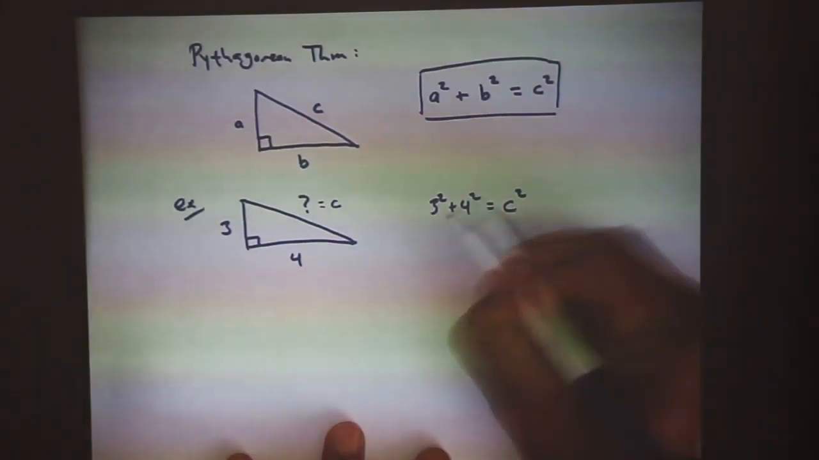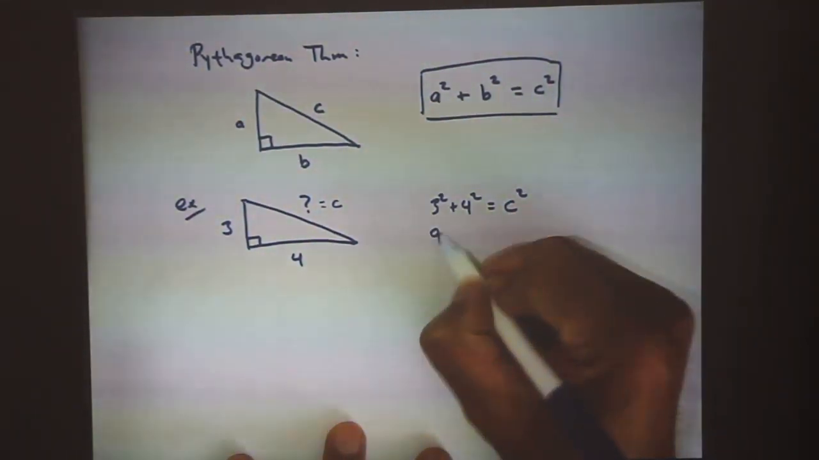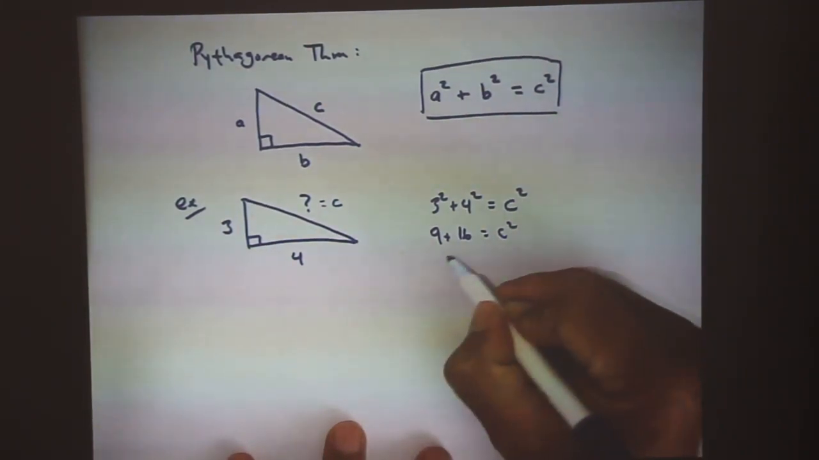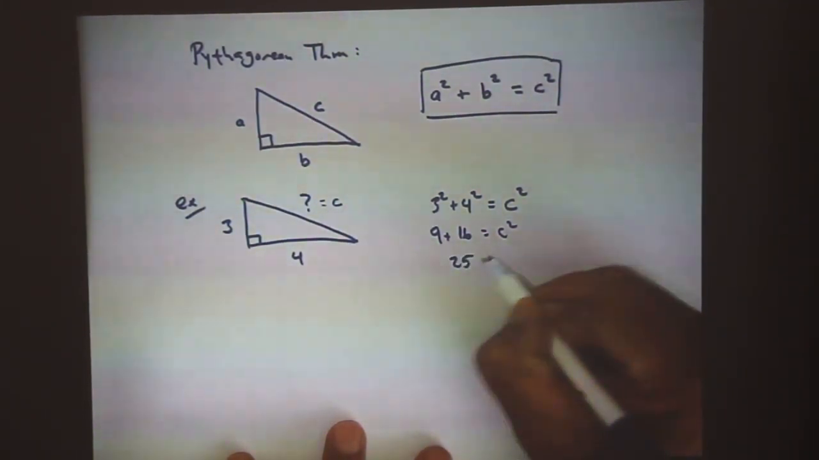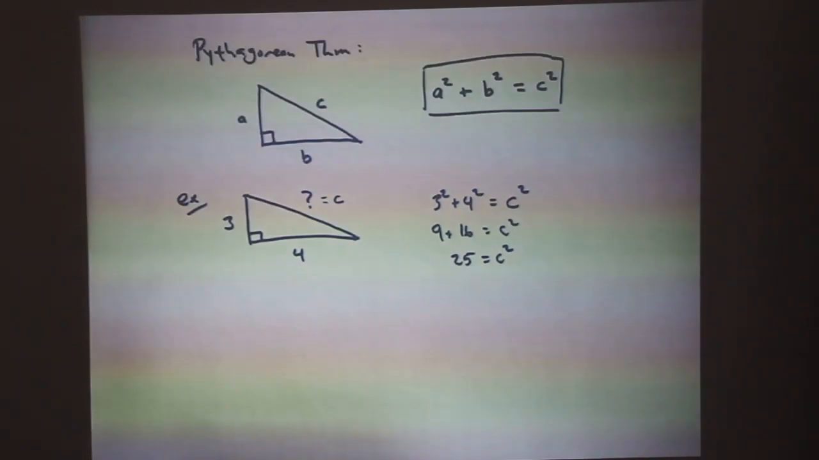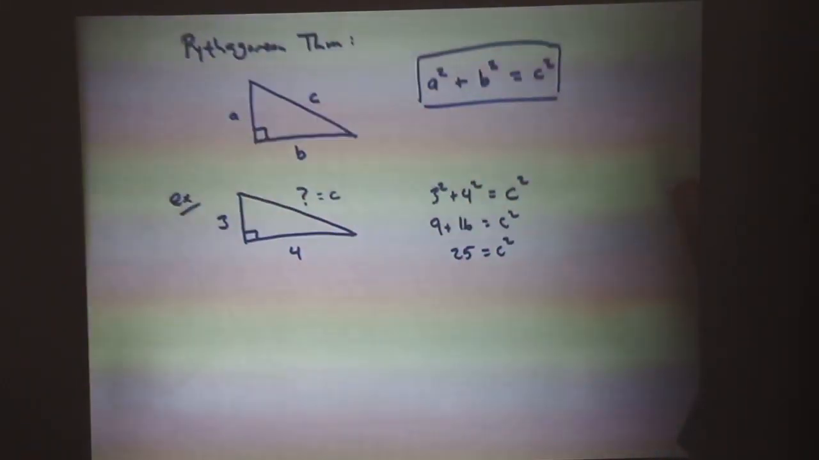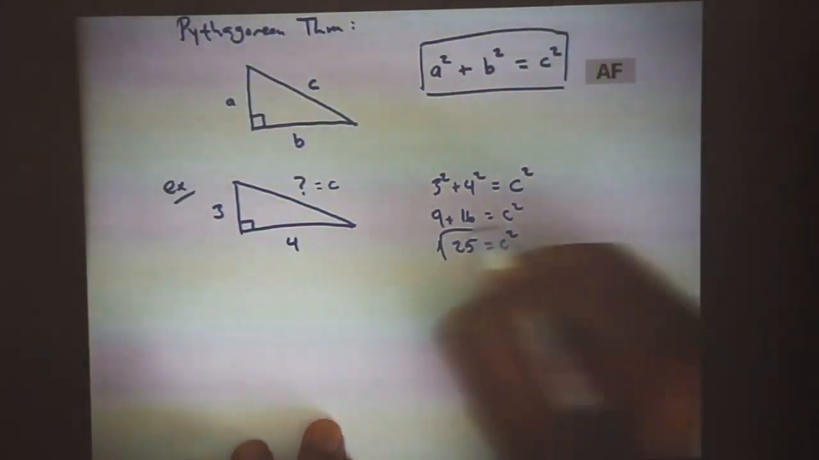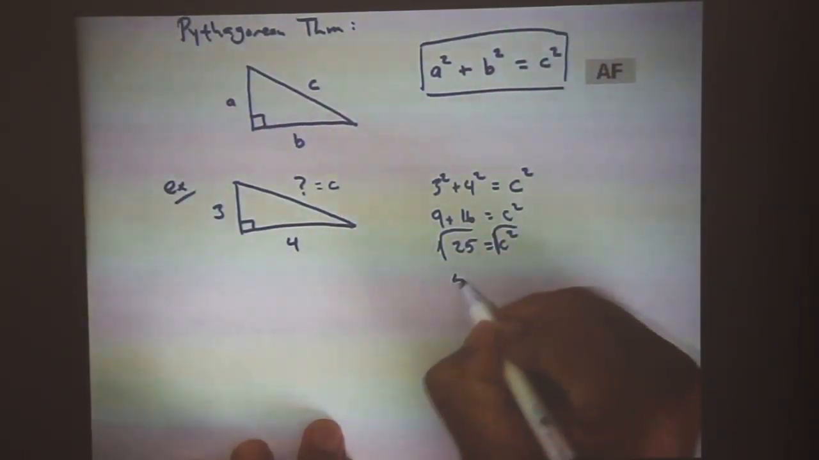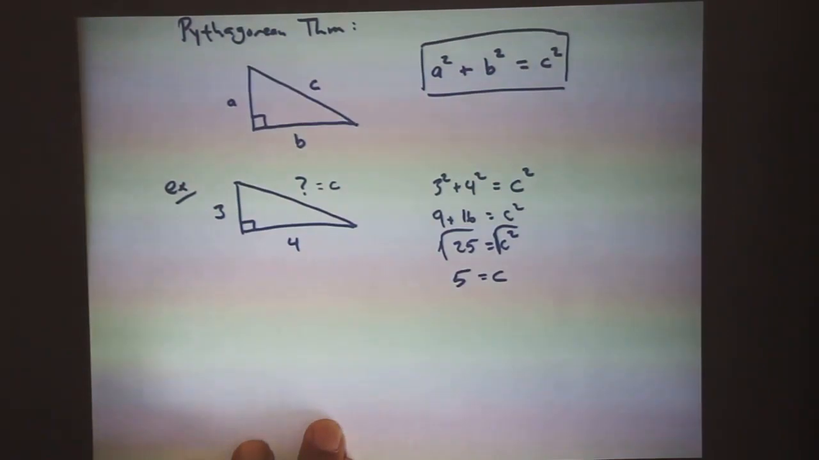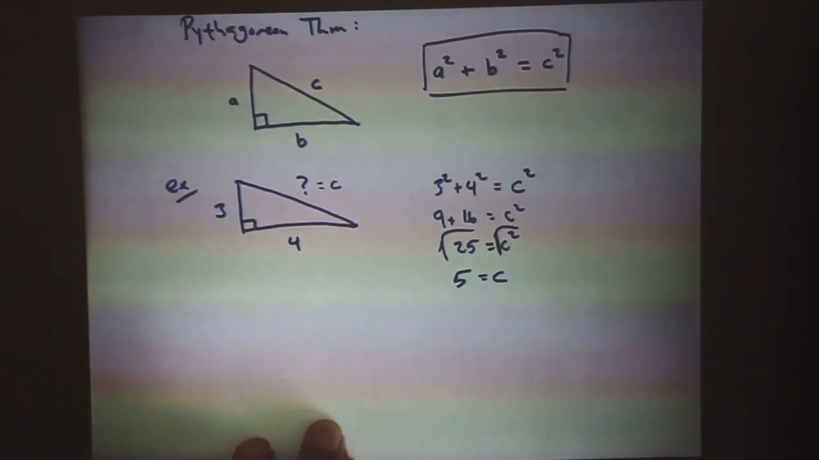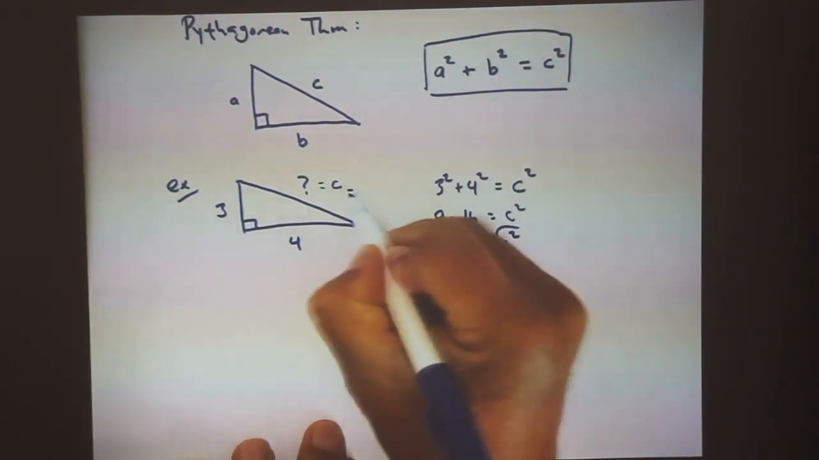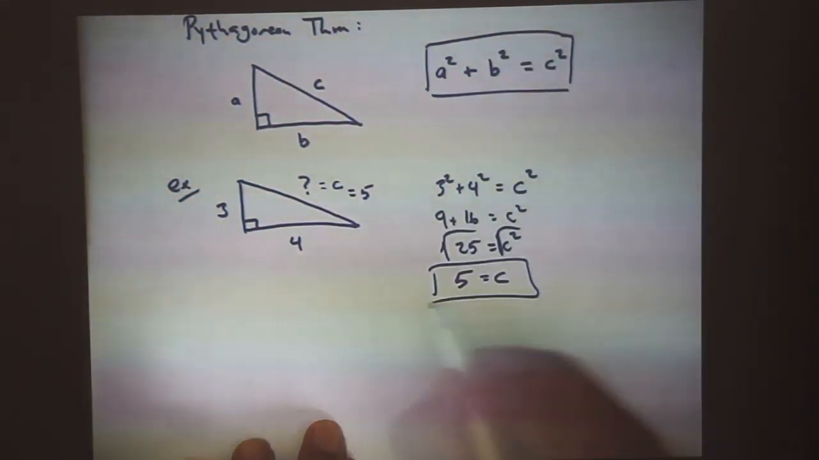Order of operations, we do the squaring first, so 3 squared is 9, plus 4 squared is 16, equals c squared. 9 plus 16 gives us 25, which is equal to c squared. And anytime we want to undo something squared, we square root both sides. And so the square root of 25 is 5. So the missing side c is 5 units long by the Pythagorean theorem.